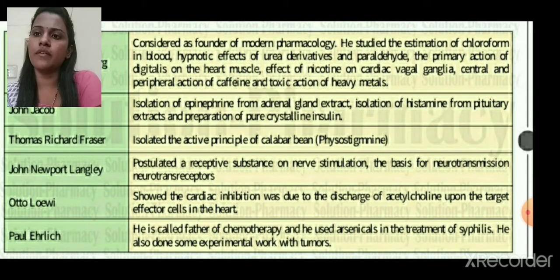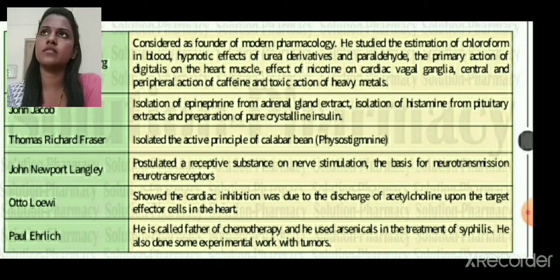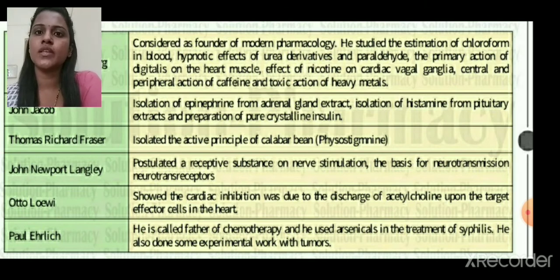Otto Loewi showed the cardiac inhibition was due to the discharge of acetylcholine upon the target effector cell in the heart. Okay, so this is the cardiac inhibition. It is due to discharge of acetylcholine upon the target effector cell in the heart. Acetylcholine is the depressing drug which decreases the heart rate and decreases the force of contraction. That's why there is an inhibition, cardiac inhibition.